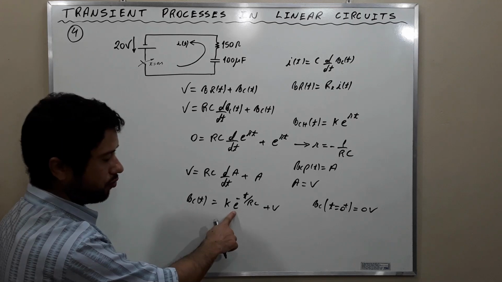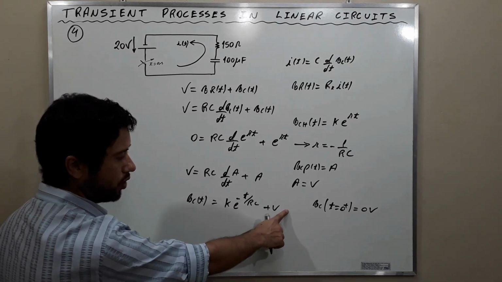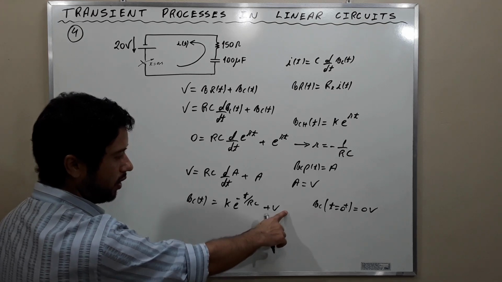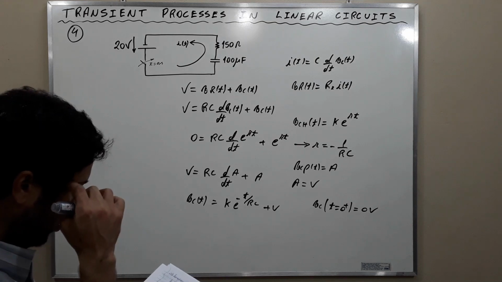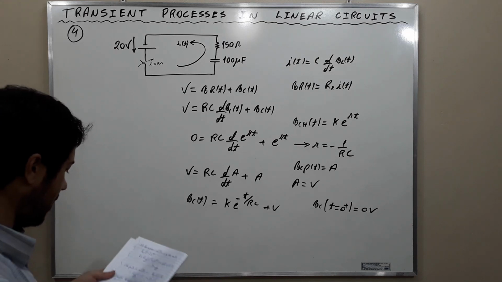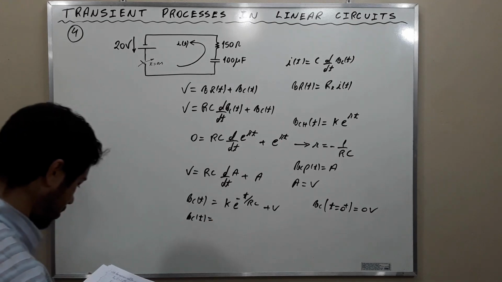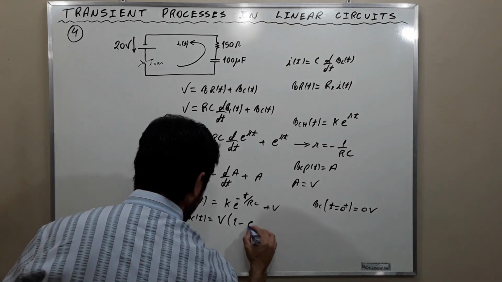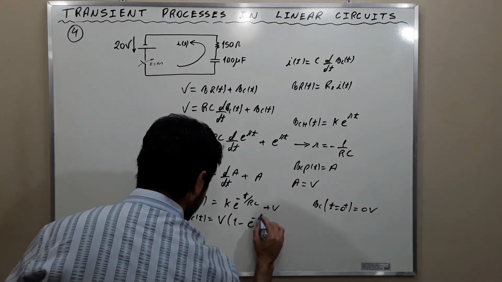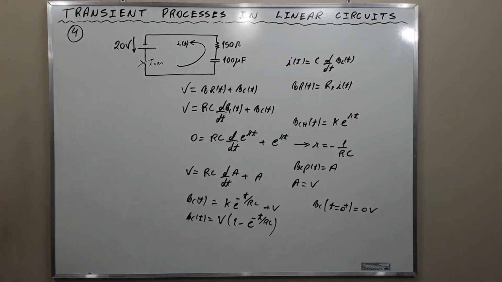Any number raised to the power of 0 is 1. Then K plus V is equal to 0, where K is equal to negative V. And thus, for t greater than 0, we have that Vc of t is equal to V times 1 minus e raised to the power of negative t over RC. Okay, this is the solution of the differential equation.